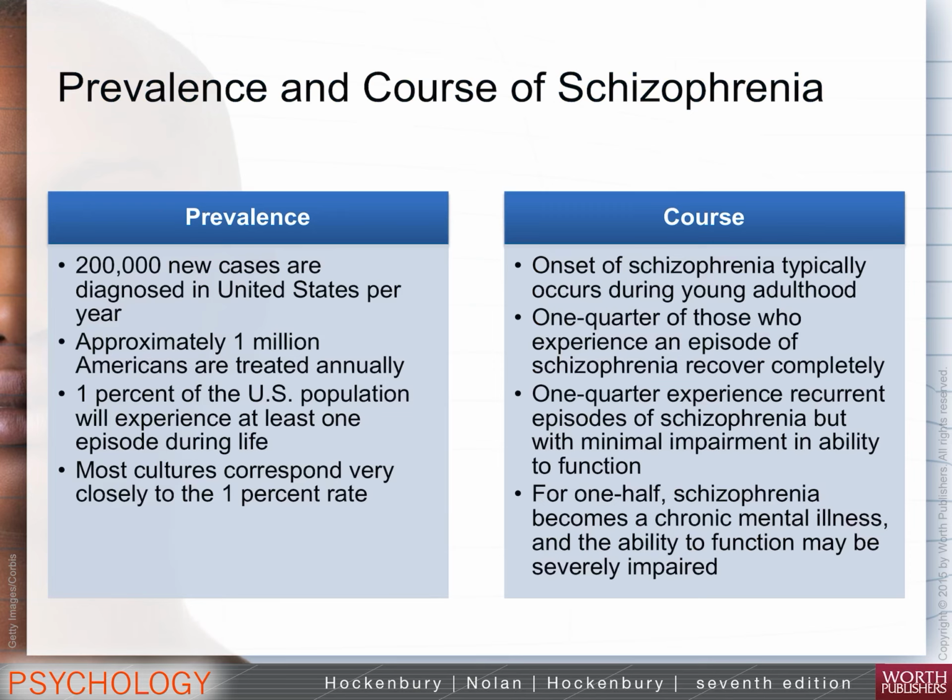So about 200,000 cases are diagnosed each year in the United States, and about 1 million Americans are treated annually. So this makes up about 1% of the population, and this is 1% of the population experiencing at least one episode during their life. And this is related to and corresponds across most cultures. So it doesn't seem to be anything specific to Americans. This is something that seems to have a rate that matches across all cultures.